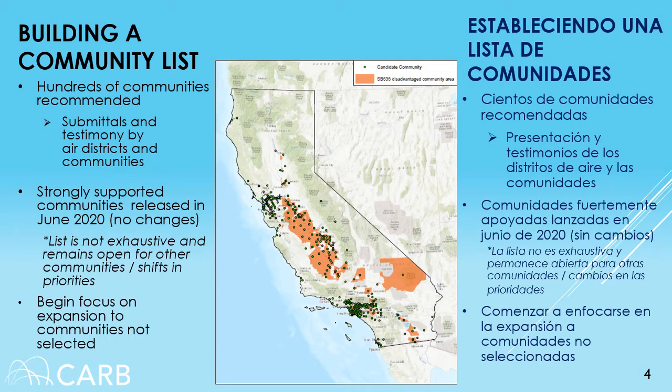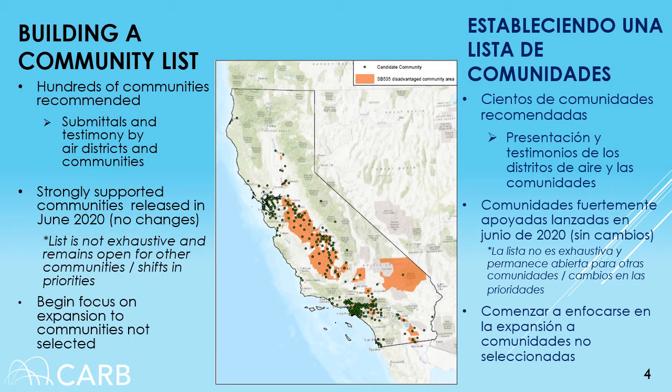As in prior years, we encourage community members to work with their local Air District to develop recommendations. To fulfill the board's direction in 2019, CARB staff developed a list of communities strongly supported. I will share this list later in the presentation. This list was a way to recognize the communities that have strong support by the community and the Air District.